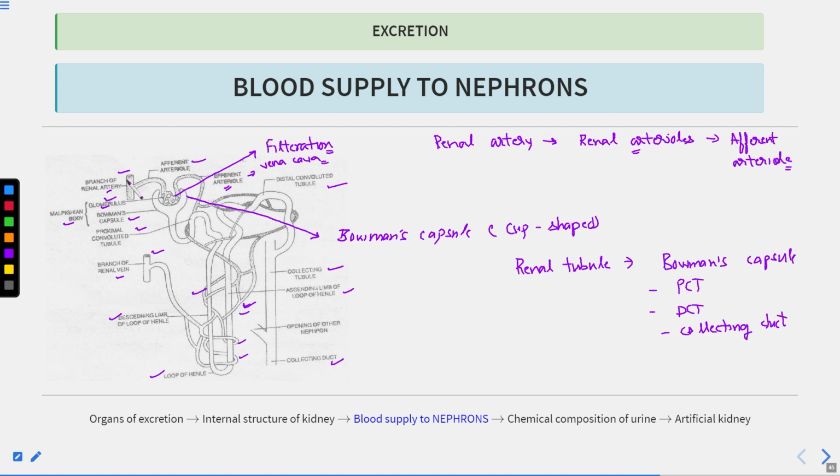So this image shows you the structure of the nephron as well as the blood supply to the nephron. We can summarize that the afferent arteriole enters into the Bowman's capsule. It carries all the impurities with it, and in the glomerulus filtration is done. Then the efferent arteriole comes out of the glomerulus or the Bowman's capsule, and then it merges with the vena cava. Okay, this is clear.